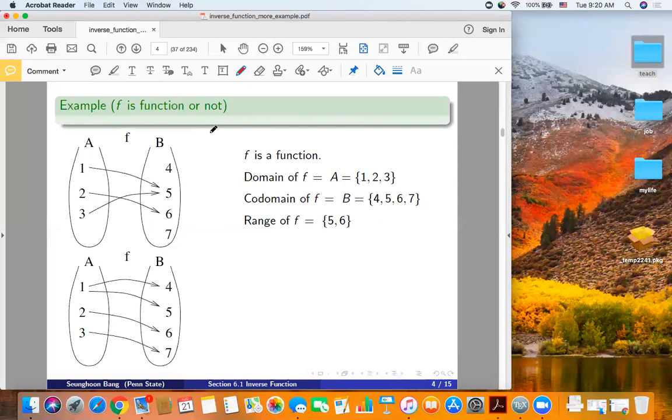No. So one guy said no. How about some other guys? To agree? No, no, no. Not a function. Because 1 is going to 4 and 5, not to exactly one number. 1 is going to 2 numbers, not a function. Here, 1 is going to 4 and 5. This is the reason. So you don't need to find the domain, codomain, range.